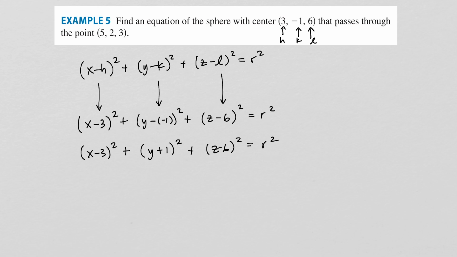But we don't know the value of the radius. However, since it must pass through the point (5, 2, 3), that means when x equals 5, y equals 2, and z equals 3, it must satisfy the equation.